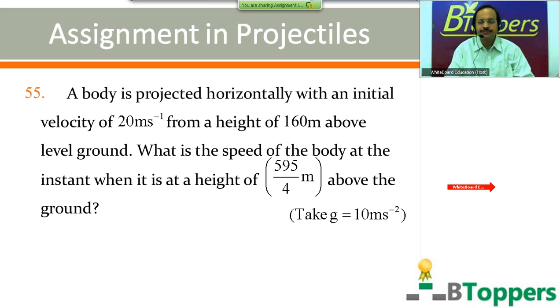Once I read it out again: a body is projected horizontally with an initial velocity of 20 meters per second from a height of 160 meters above the level ground. What is the speed of the body at the instant when it is at a height of 595 by 4 meters above the ground? Take g equal to 10 meters per second square. So I am going to discuss the solution of question number 55.